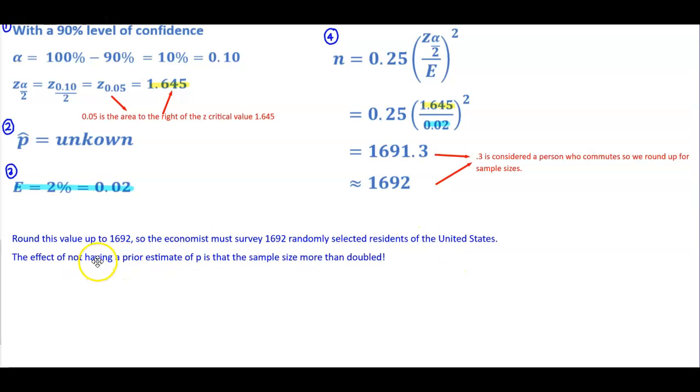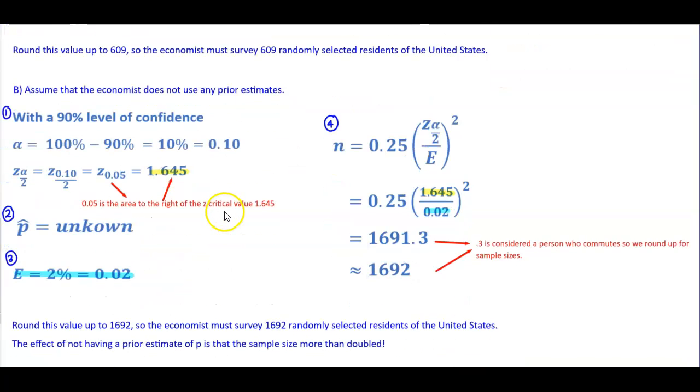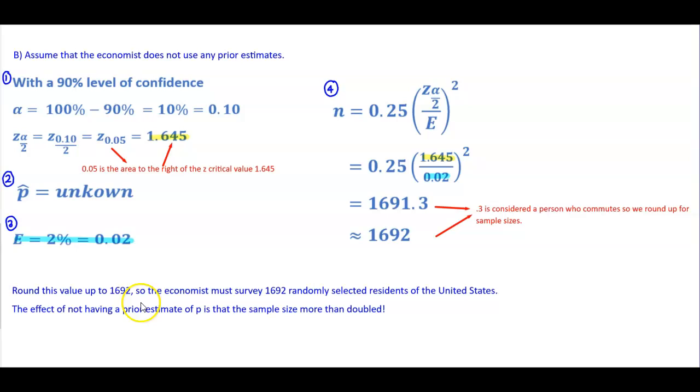The effect of not having a prior estimate of p is that the sample size more than doubled, because having the prior estimate of 0.10 gave us 609. When we didn't have the prior estimate, it more than doubled.